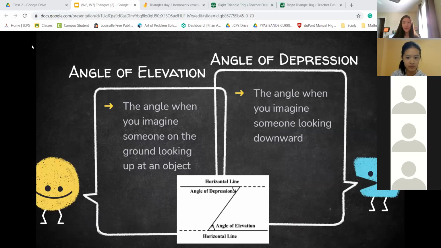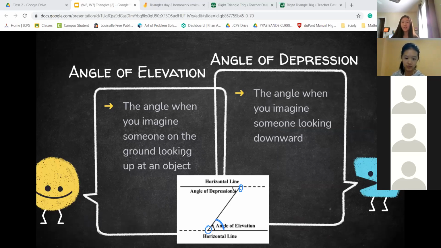Basically, the angle of elevation is the angle if you imagine someone on the ground looking up at an object that's in the sky. On this diagram at the bottom, the person would be right here, and they'd be looking up at something that's here. So the angle of elevation would be this angle.